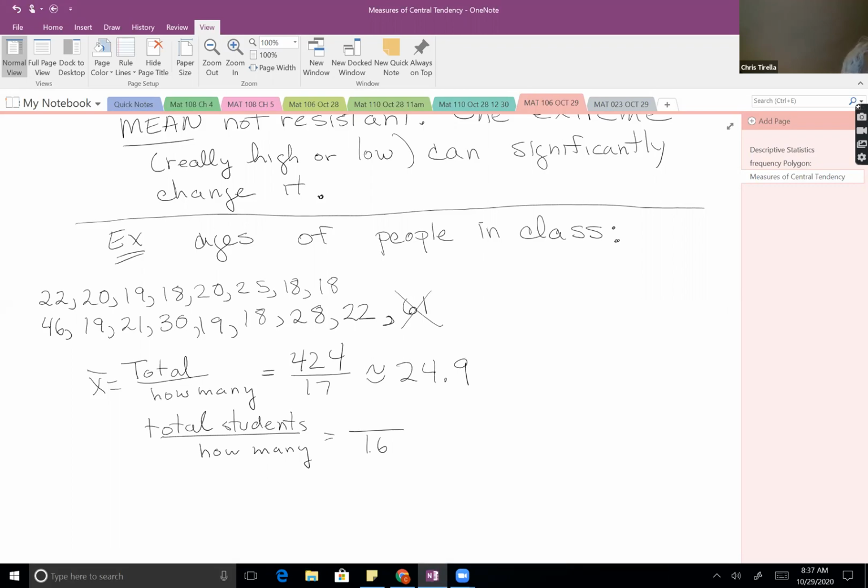424, we get 363. And now when I divide that by the 16, we get something more like 22.7. And doesn't that look more like what the class average is? And do you notice just one large value can bring that average up significantly?